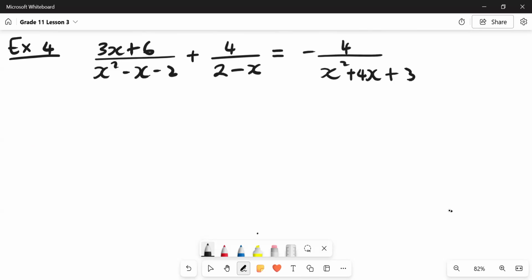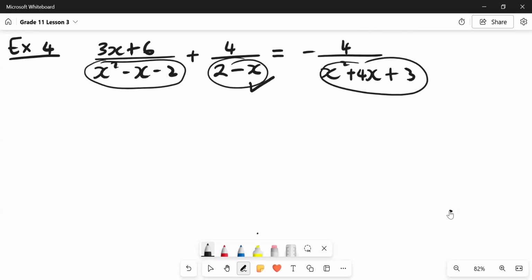We have to factorize the non-linear denominators. Linear is a straight line. This one is linear, right? It's in the form y equals mx plus c. So we're saying this one is linear, but these ones are non-linear. We call them quadratic expressions, right? So let's factorize this part first.